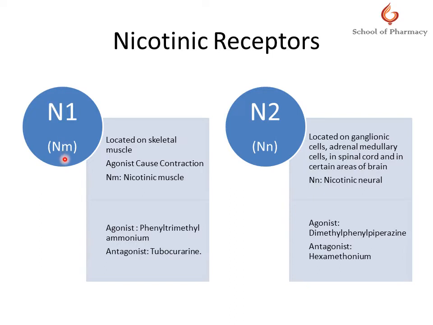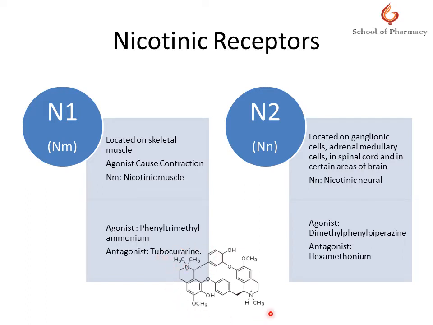N1 is also known as NM because it is on the skeletal muscles. N2 is also known as NN because it is on the ganglionic cells. The N1 nicotinic receptors are located on the skeletal muscles and cause contraction of the muscles as an agonist, which works the same as nicotine. An agonist is phenyl trimethyl ammonium, and there is an antagonist for this, known as tubocurarine.